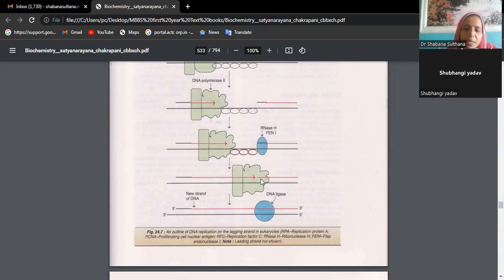So the DNA ligase has helped in binding up the patch. Okay, so the new strand of DNA is finally prepared. This is how the daughter DNA strand is prepared in response to the information which is brought from the parent DNA. Base pairing mechanism takes place.